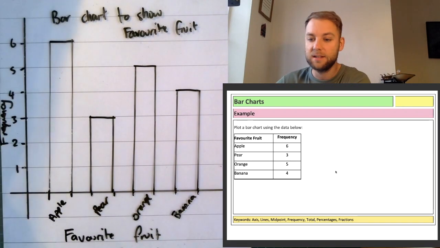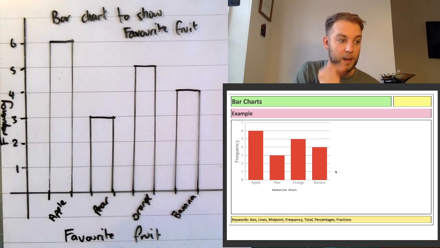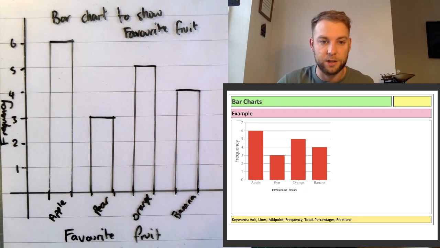Okay, so let's check that answer. Super. So notice that their bars are a little bit thicker, but it's still evenly spaced, okay? We've got the frequency on the left-hand side, favourite fruit on the bottom. Brilliant, absolutely super. So let's have a look at our next question.